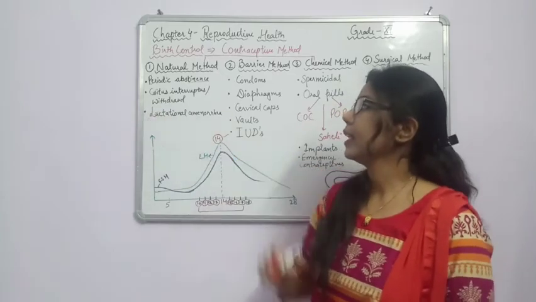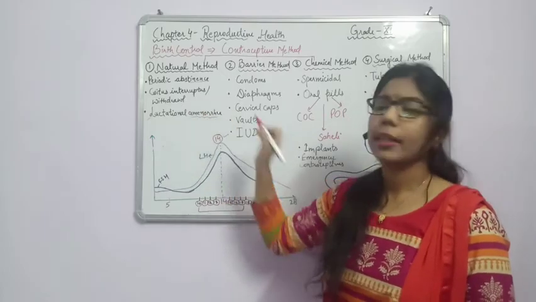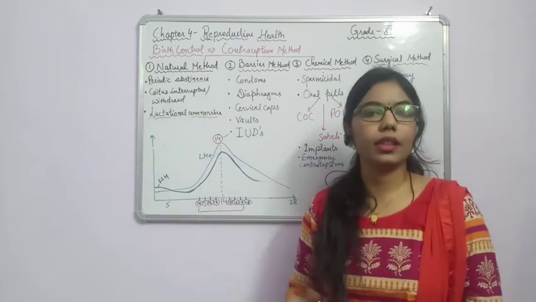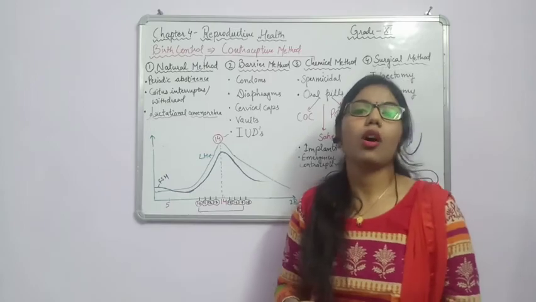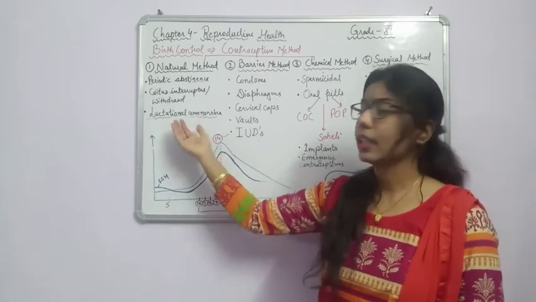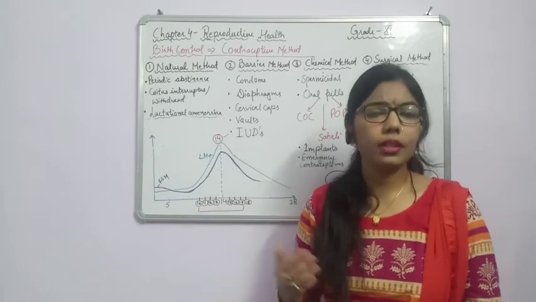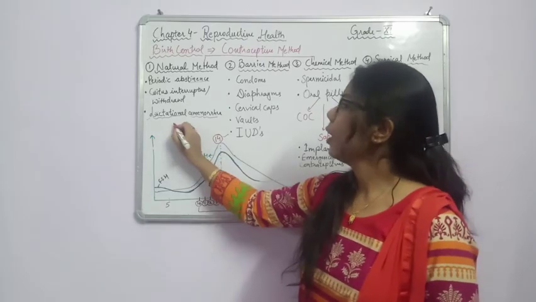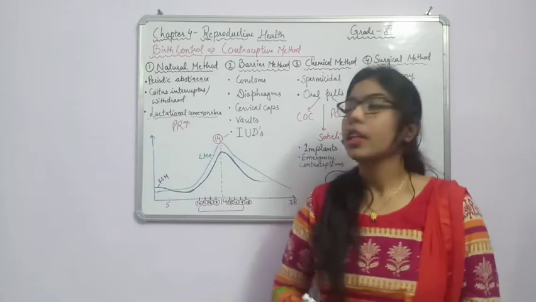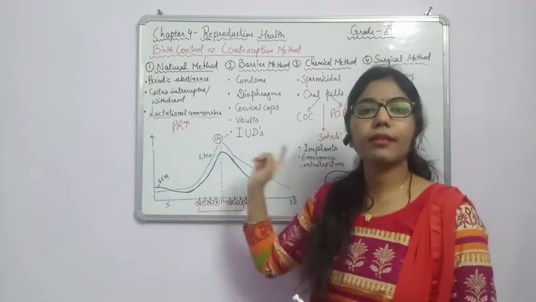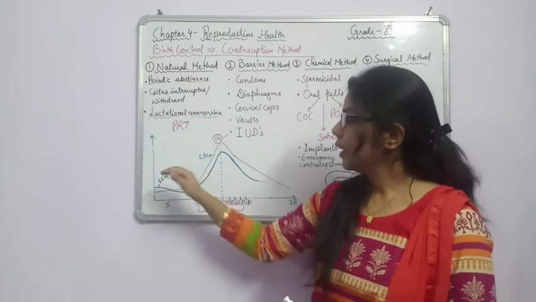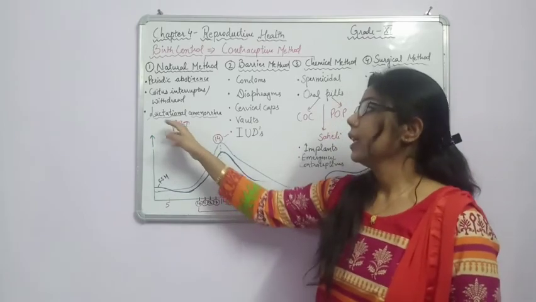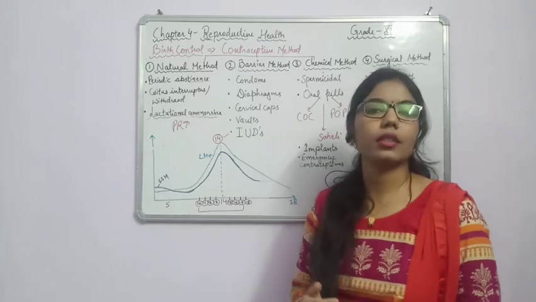Okay, the third method is lactational amenorrhea. What is the meaning of amenorrhea? It means stoppage of the menstrual cycle. So here, due to the period of lactation, we know that after the delivery of a woman, there will be a lactation period. In this period, the mother feeds her baby, and it is assumed that during this period the prolactin hormone gets increased. When prolactin hormone increases, it will give negative feedback to the FSH and LH, and if there is no FSH and LH, there will be no ovulation. So we can say that in this period of lactation, there are very few chances of getting pregnant.